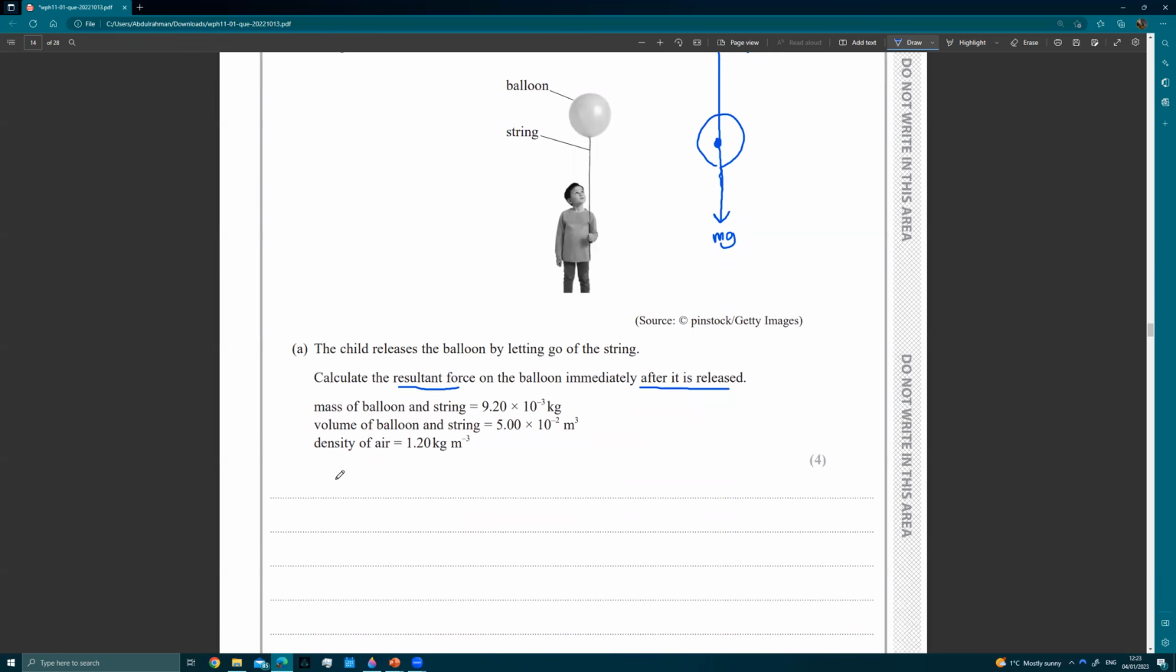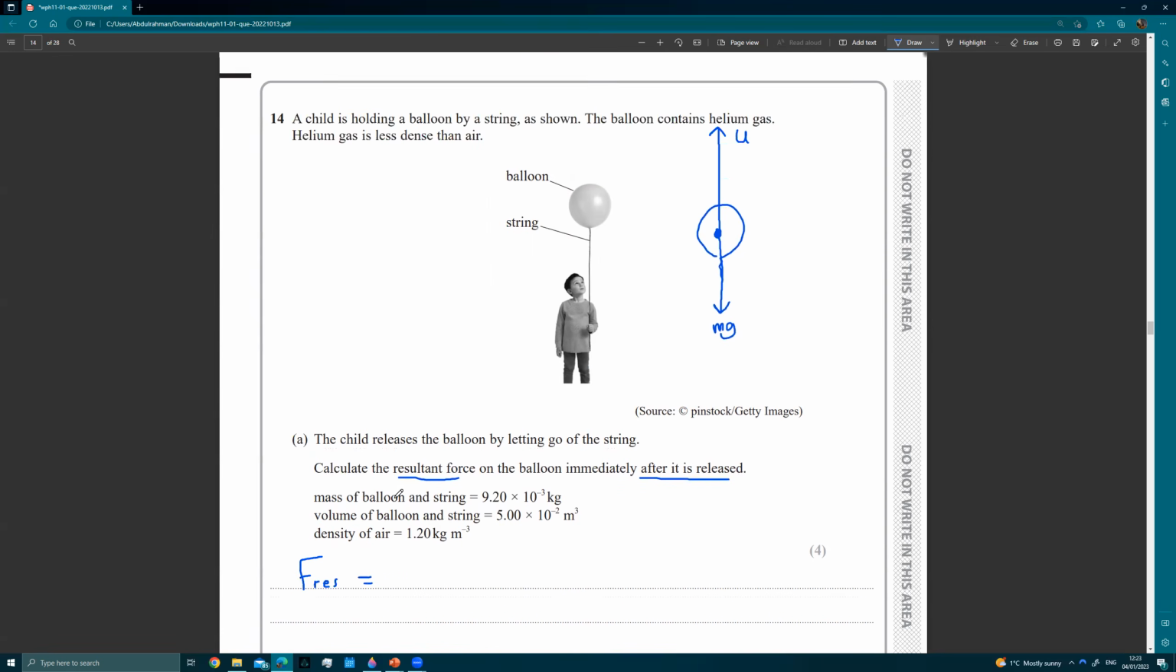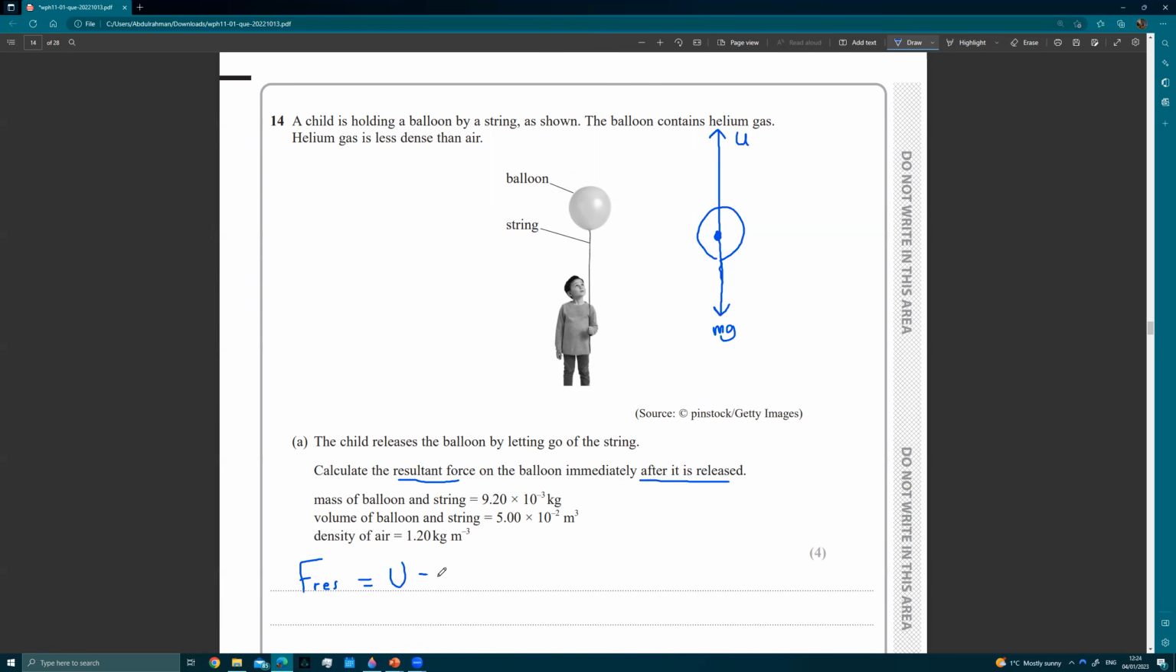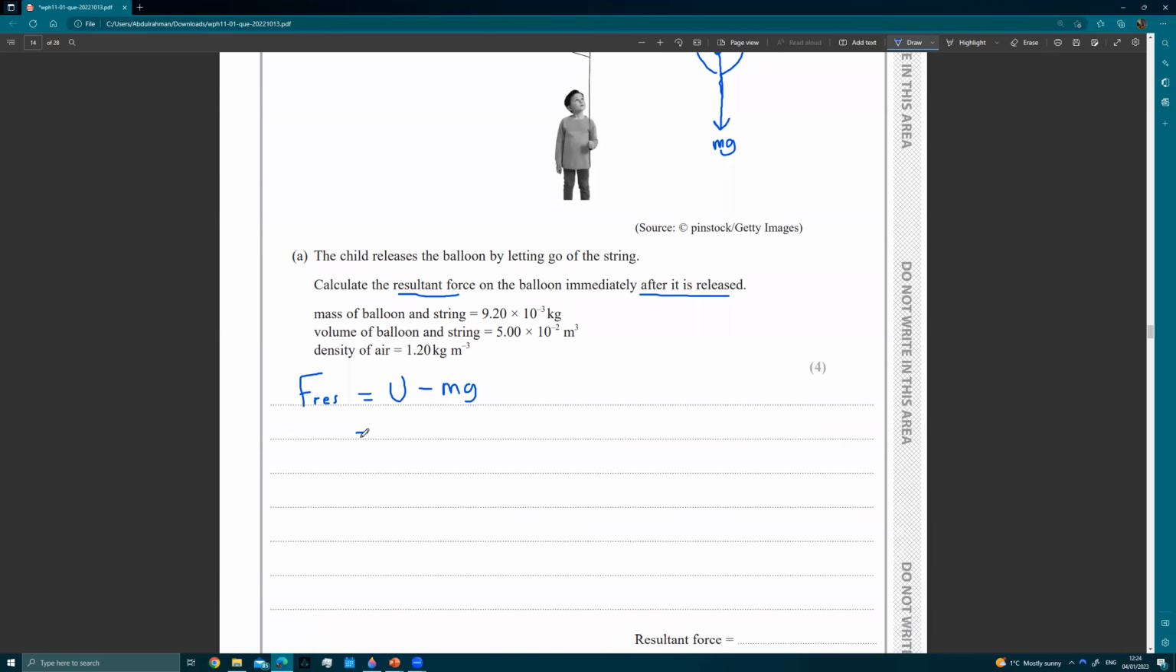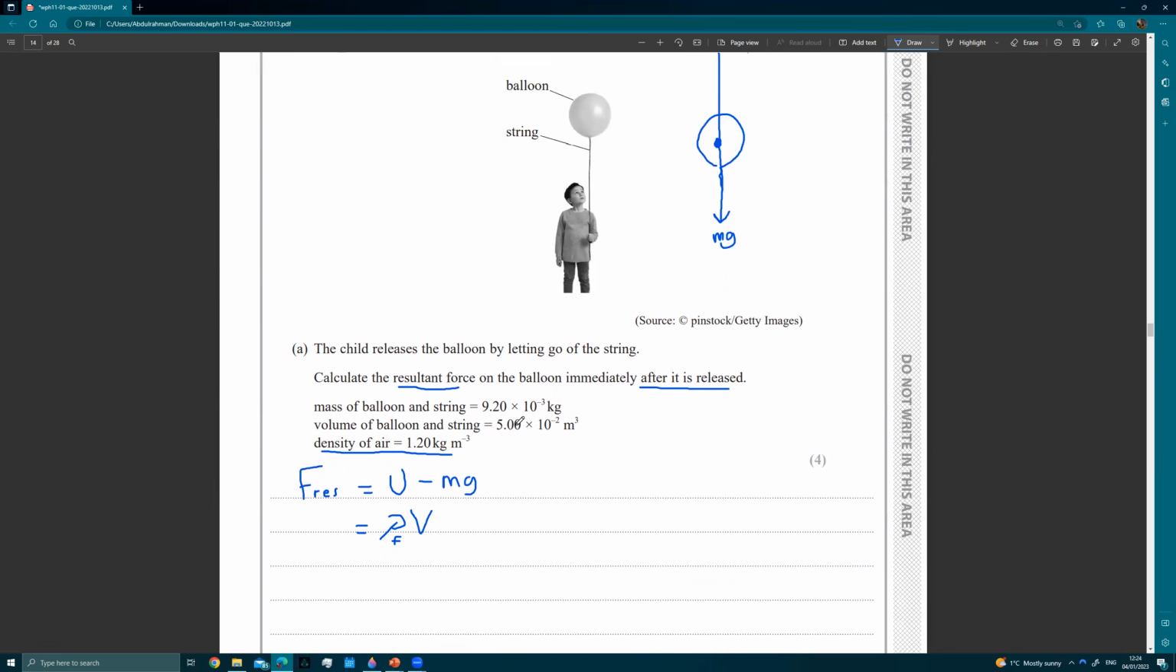The resultant force is going to be, let's write F-res, resultant, is equal to upthrust minus mg, where upthrust is equal to the density of the fluid. The fluid in this case is air, right? It's moving through air, and it's giving us the density of air, multiplied by the volume. And this is the volume of fluid displaced, which is the same as the volume of the object from Archimedes' principle, multiplied by g.